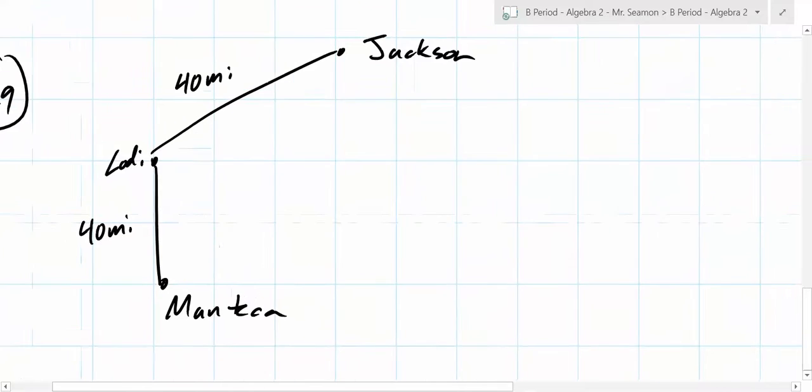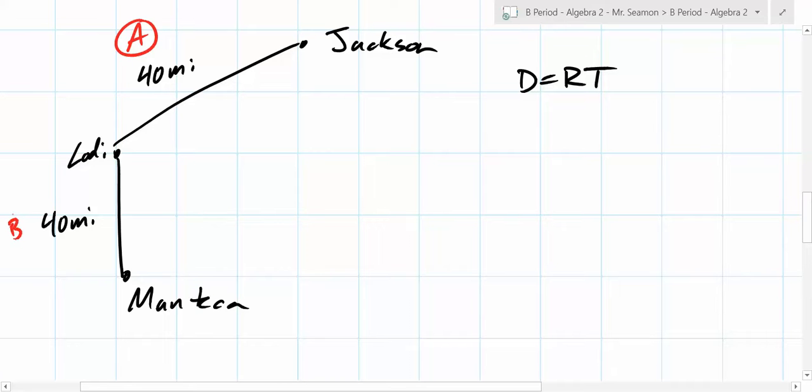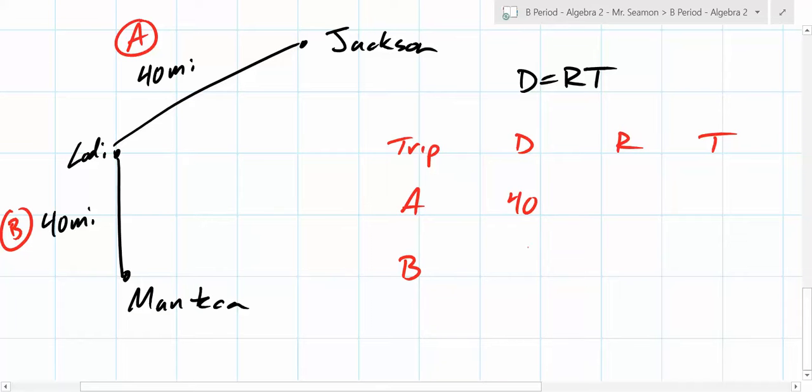So what's the main formula we're going to use for this? We're relating 3 things together. What's the main formula? Distance equals rate times time. Let's call this trip A right here, and let's call this trip B. So we have trip, distance, rate, and time. There's trip A and trip B. What's the distance for trip A? 40. What's the distance for trip B?